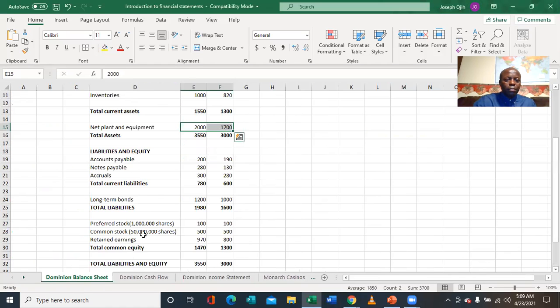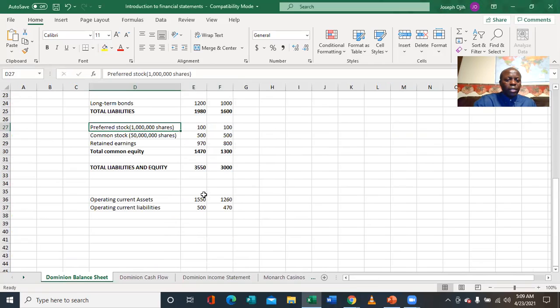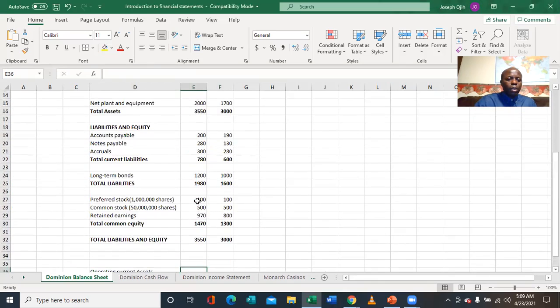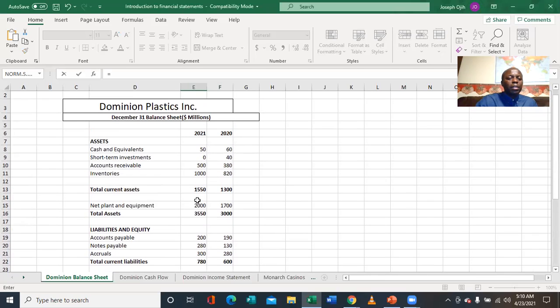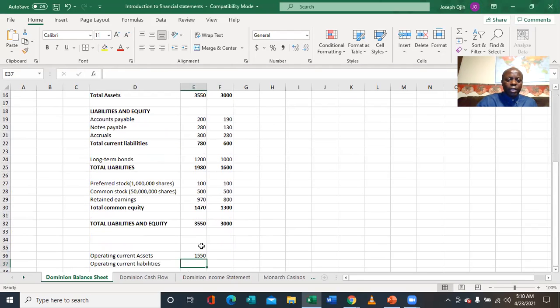Yep, right here. So let's look at the operating current assets. Okay, maybe we put the equal sign. Operating current assets will be cash, plus, you cannot put short-term investment because it earns interest. So you put account receivable plus inventories. And then you can copy it to the next year, previous year.